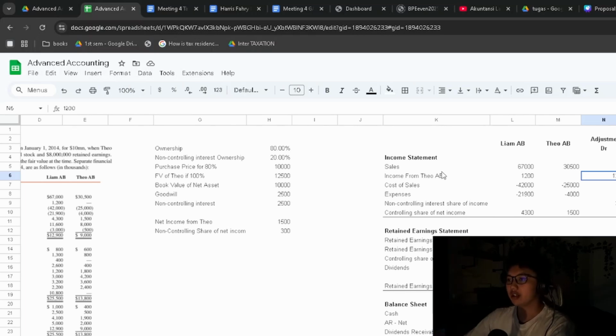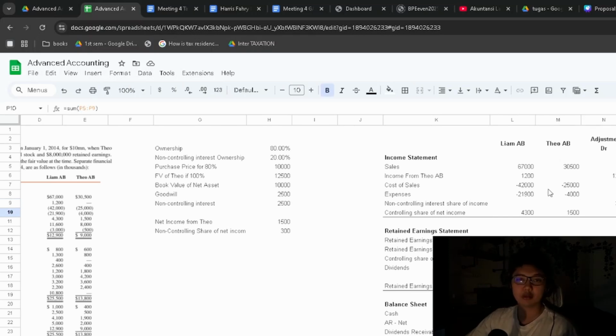So to begin, let's start here. So we have sales. Okay, this is part of the income statement. What I want to note down is this, maybe the adjustments on income from Theo. In here, I debit the income, which means that it should reduce because income is an equity account, right? And I also add this in, so then it will reduce the final net income.